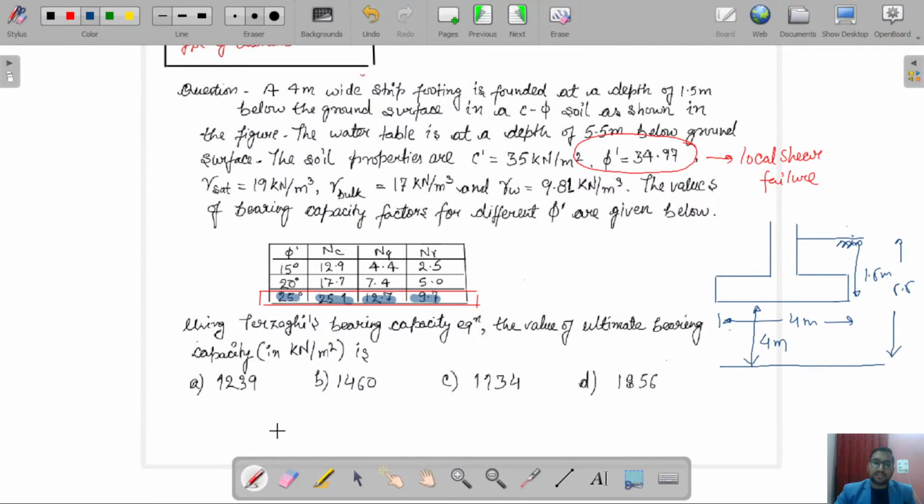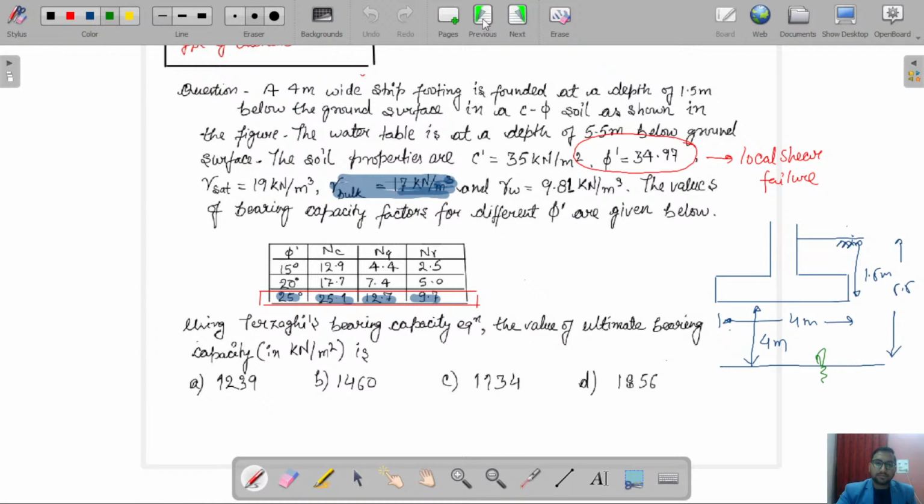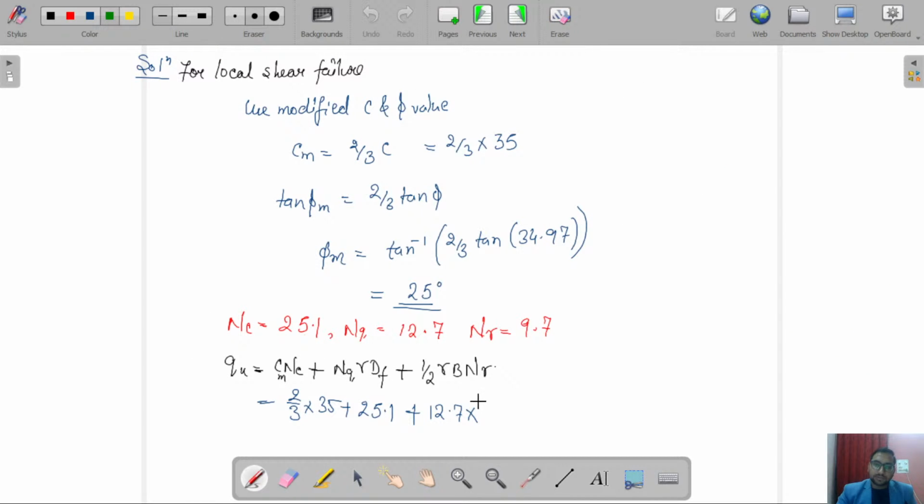Now the water table is given at a level of 5.5 meter below ground level. It means it is below the zone of influence. Water table is below the zone of influence. So we have to use our gamma bulk value. We are going to use gamma bulk, right? So gamma is 17 kilonewton per meter cube.